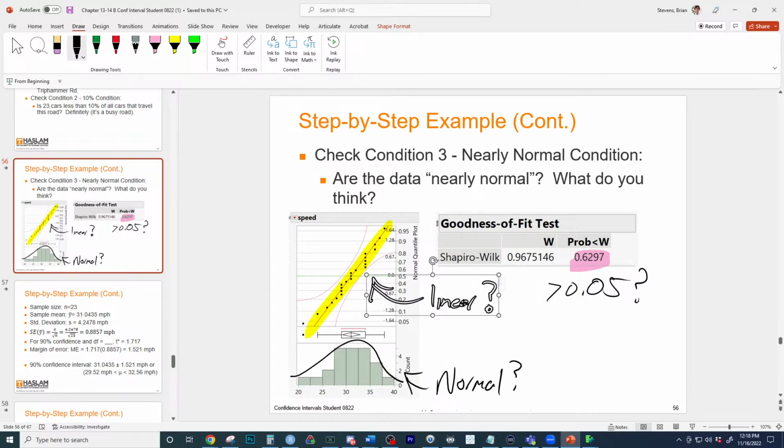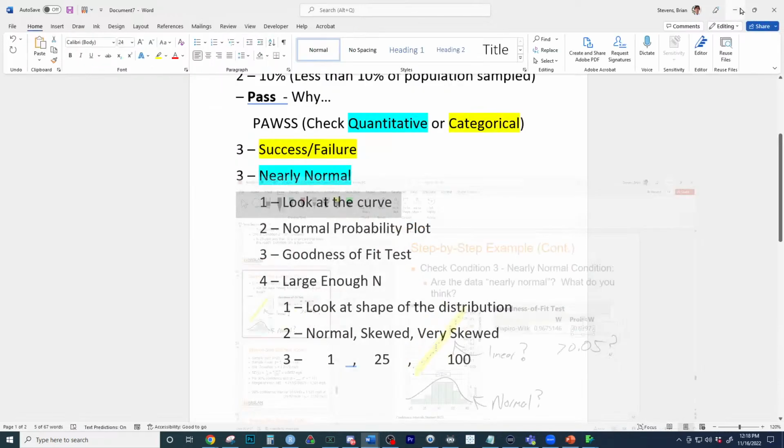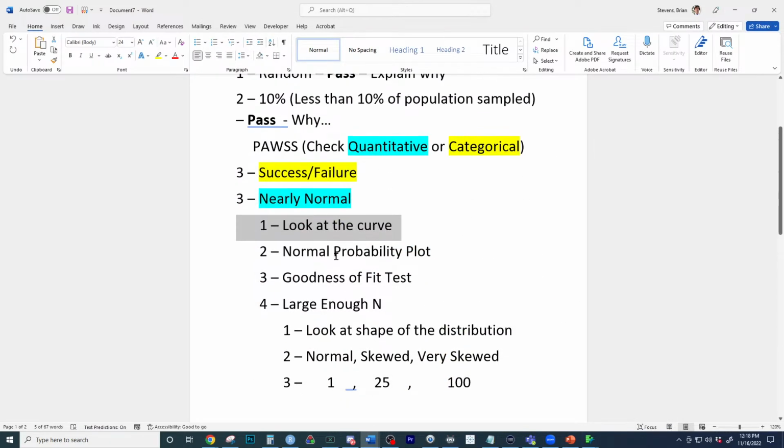Look at the curve. Way number 2: is the normal probability plot linear, or does it follow the line, I should say? It's not really a linear relationship, but it follows the line down the center. It does. And way number 3: is the p-value for the goodness of fit test greater than 0.05? We're good.